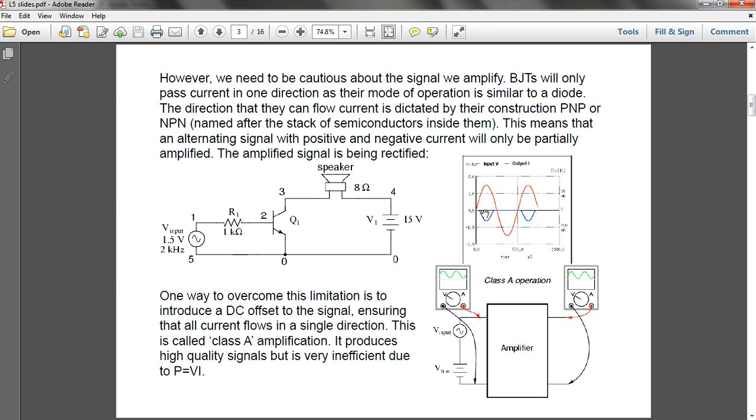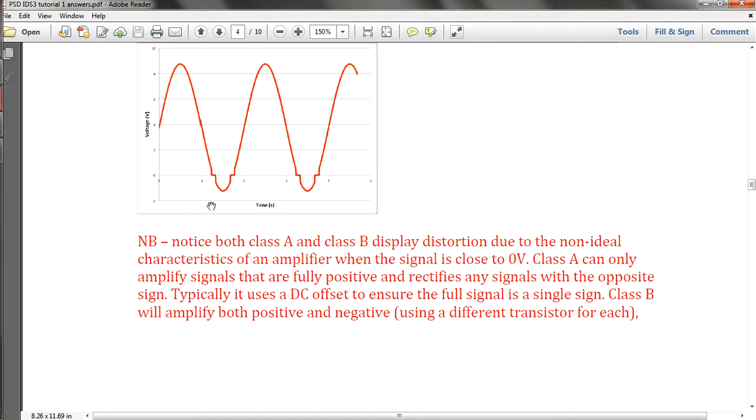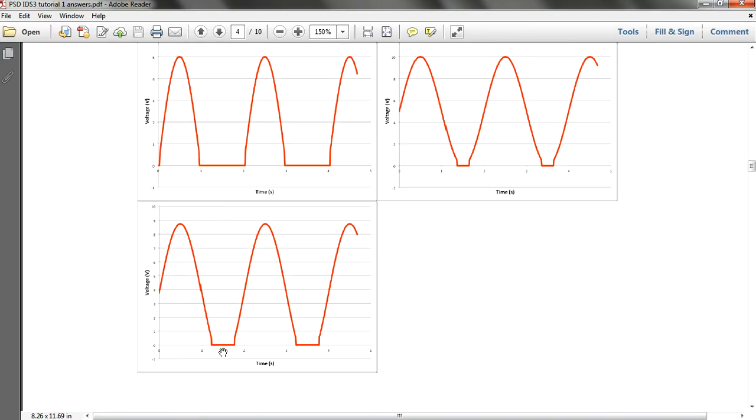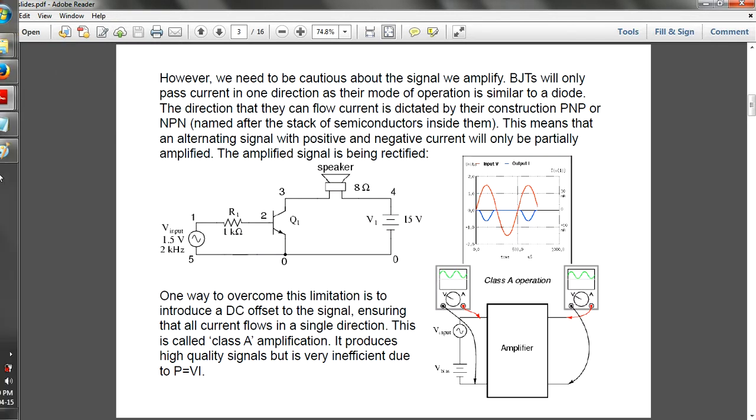It is how it actually changes all the voltage, how it changes all the signals, the negative signal to the positive side. How does it actually do that? How it does this is using DC offset, ensuring that all current flows in a single direction.